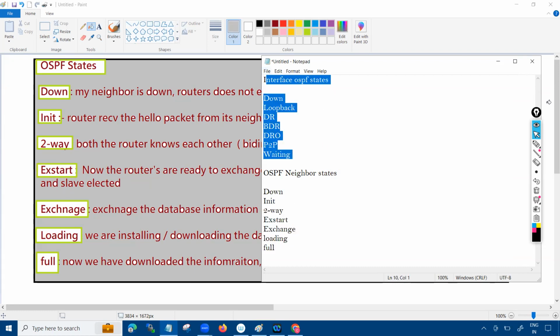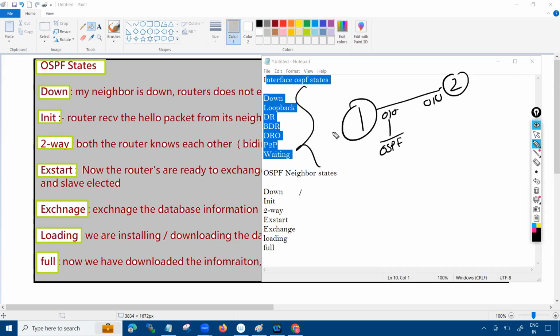Understand the concept this way. If I just enable OSPF on a particular interface, then what happens? Your neighbor state never comes because we don't have a neighbor there, but the interface state comes into the picture. So it will be down, loopback, whatever. If you configure a loopback interface, for example 1.1.1.1, and enable OSPF on this interface, then the state will be called loopback.